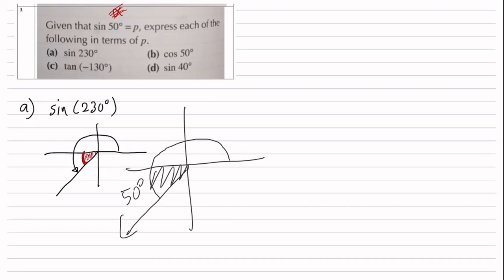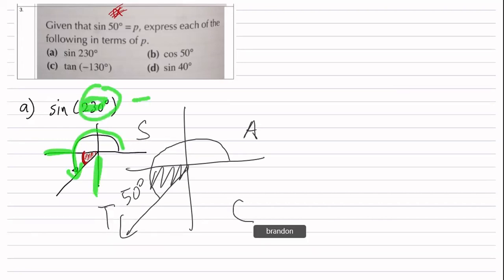Some students choose to memorize it like this: if it is 230, which is more than 180 and less than 270, I will take this value, I minus 180. They don't draw a picture, they just memorize minus 180. I see a number between this and this, and I minus 180. I don't draw a picture. I tell you, that's a very, very bad idea. Don't do that.